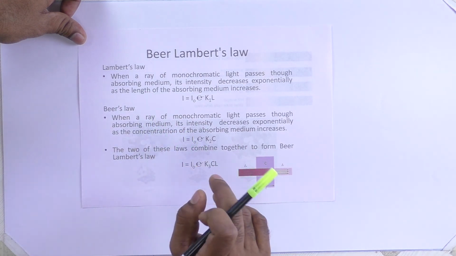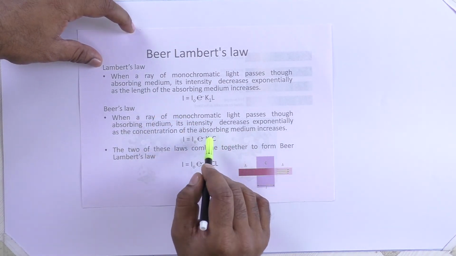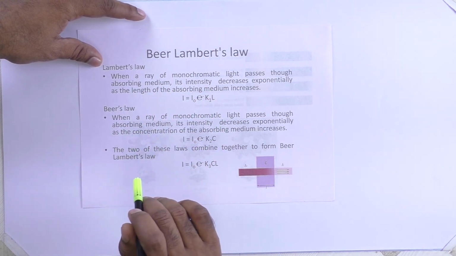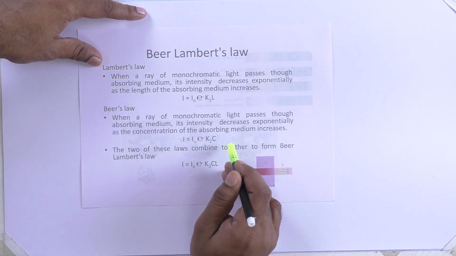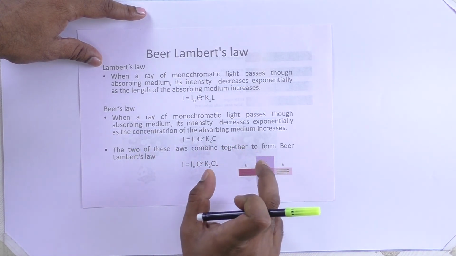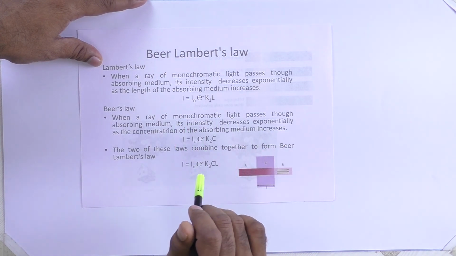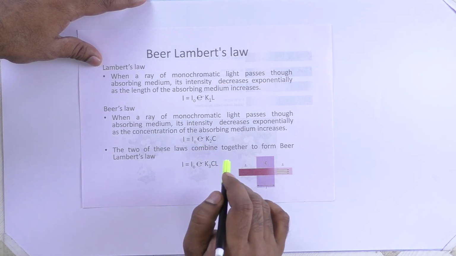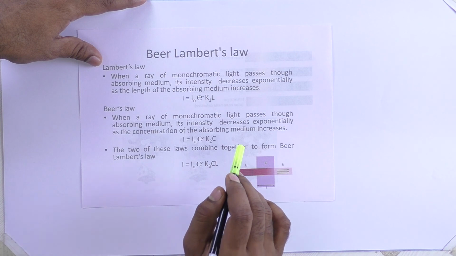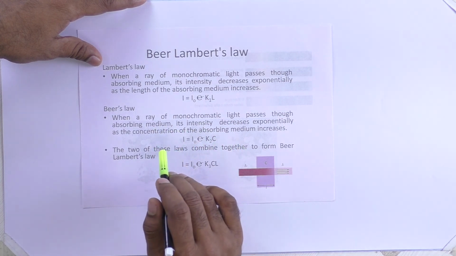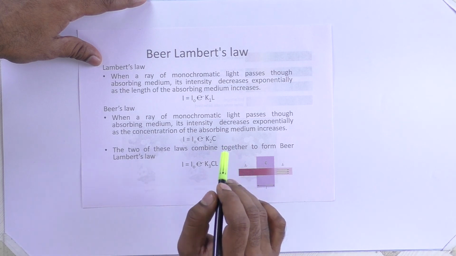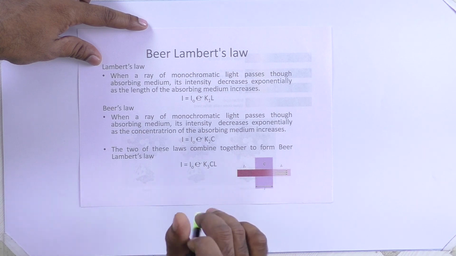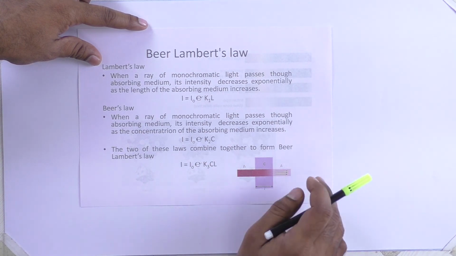And Beer's law is just the same as Lambert's law. Here, instead of the length of the absorbing medium, it is based on the concentration of the absorbing medium. So when the concentration of the absorbing medium increases, the intensity decreases. If we combine these two laws, that is Beer-Lambert's law: when we increase the length of the absorbing medium and the concentration of the absorbing medium, the intensity decreases. That is Beer-Lambert's law, and this is the equation for Beer-Lambert's law.